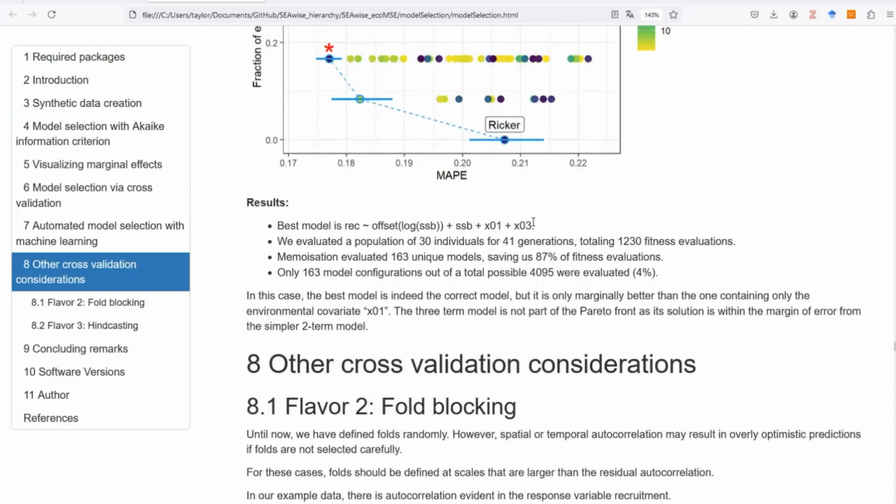All right, so this was our best model that comes out of the example. We had a total of 1,230 fitness evaluations, and memoization evaluated only 163 unique models. So we saved about 87% on the computation time by using that option. And only 163 model configurations were tested out of a possible 4,000. If you let the model run longer, it would probably test even more than that, but it seemed to find basically the best model relatively quickly.